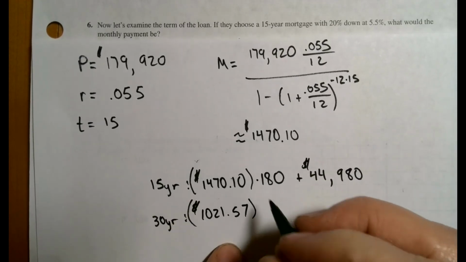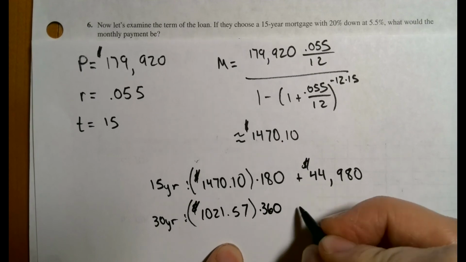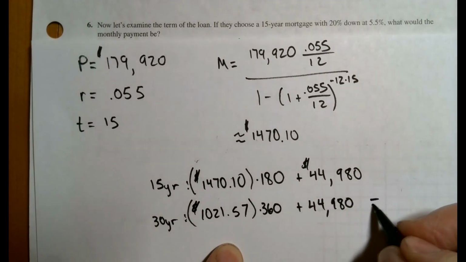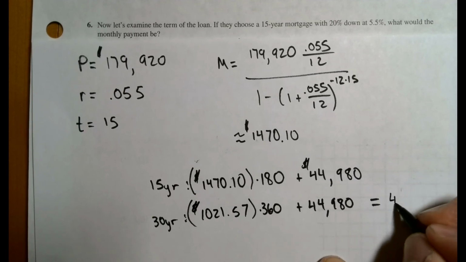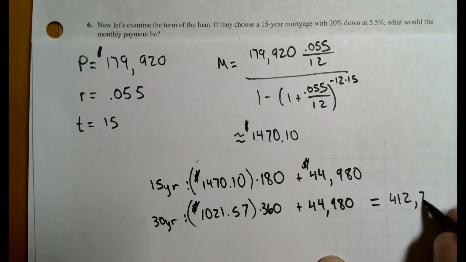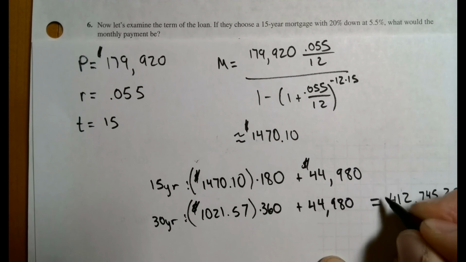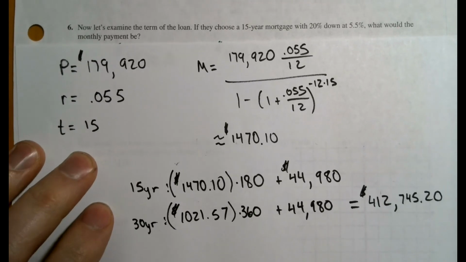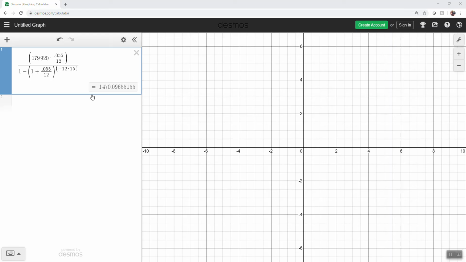This one, the way we would have calculated it, or the way we did calculate it already, was like this, the 360 payments at the $400 less. And remember, this one came out to $412,745.20 that we would have paid for a $224,900 house.